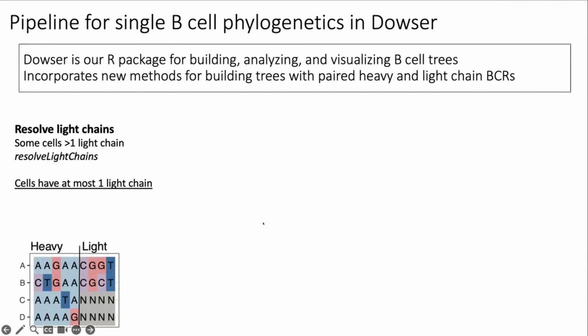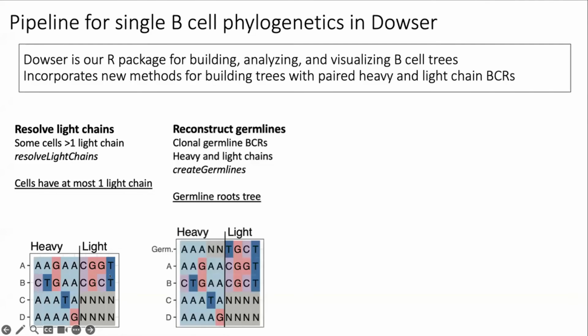Within Dowser itself, we've added features for including light chains for B-cell tree building. The first is resolving light chains. Some cells have more than one light chain, and in order to include them in tree building, we need to ensure that each cell has at most one light chain and that those light chains descend from a common VDJ rearrangement. So this function ensures that each cell has one heavy chain and at most one light chain.